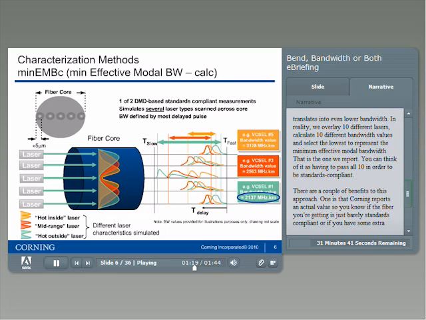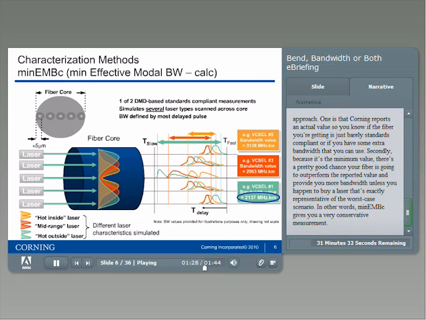There are a couple of benefits to this approach. One is that Corning reports an actual value, so you know if the fiber you're getting is just barely standards compliant, or if you have some extra bandwidth that you can use. Secondly, because it's the minimum value, there's a pretty good chance your fiber is going to outperform the reported value and provide you more bandwidth unless you happen to buy a laser that's exactly representative of the worst case scenario. In other words, min-EMBc gives you a very conservative measurement.